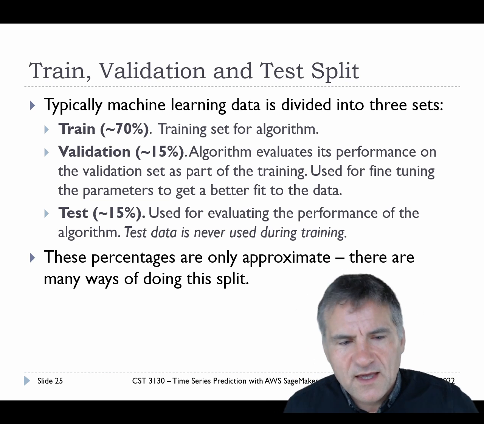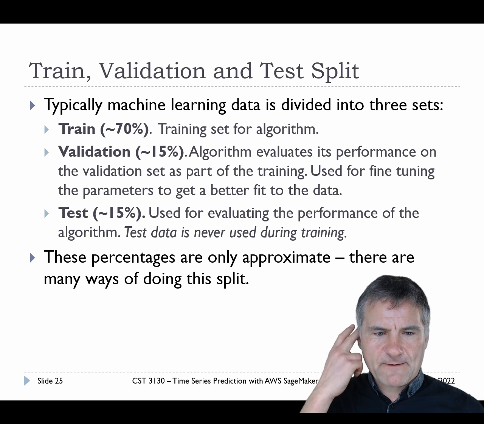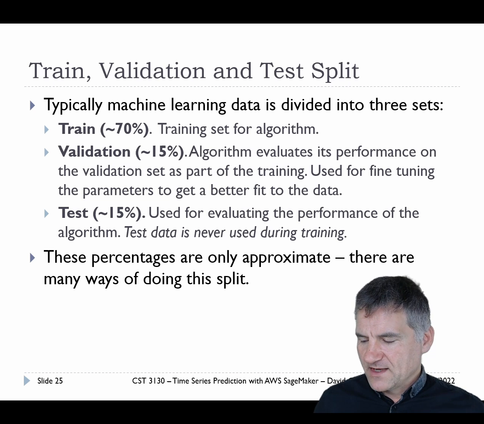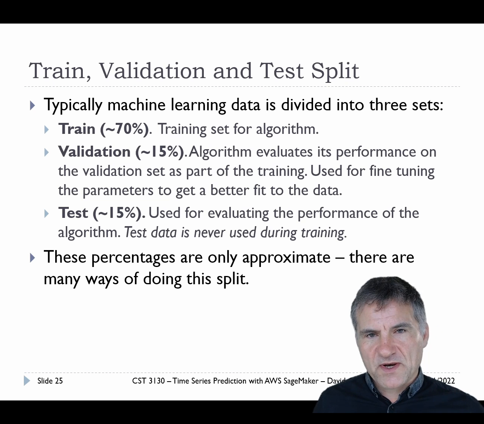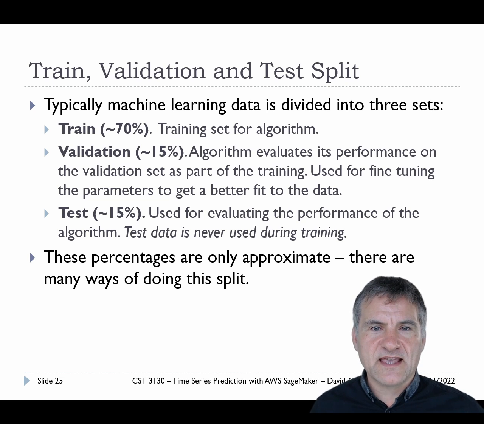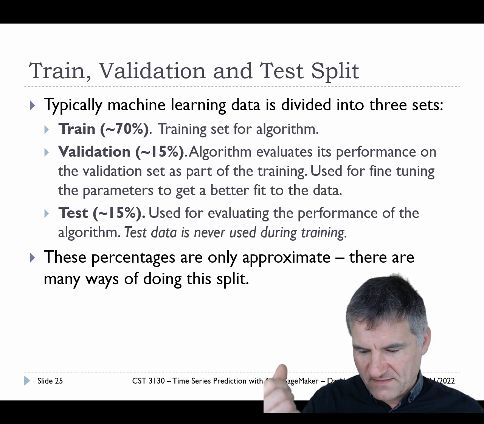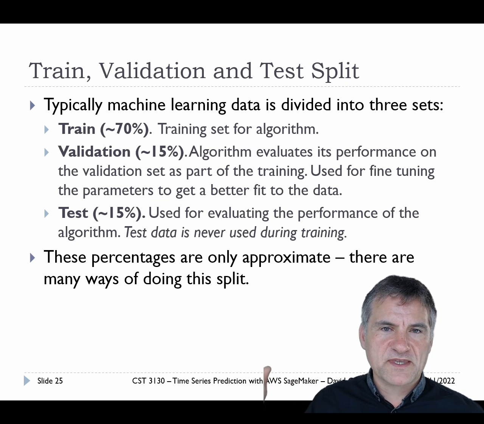And then finally we have the test set, though these figures are very approximate. That's used to actually evaluate the performance of the algorithm. Once we've trained it and validated it, we have our final model. Then we want to see how well that model performs on data it's never seen before. So this test data set is set aside, we never use it during training, and the network has never seen it. We run the test data set through the algorithm and measure its performance on that test set.